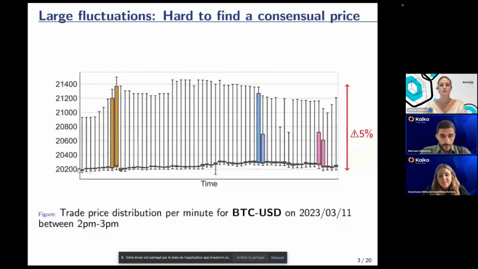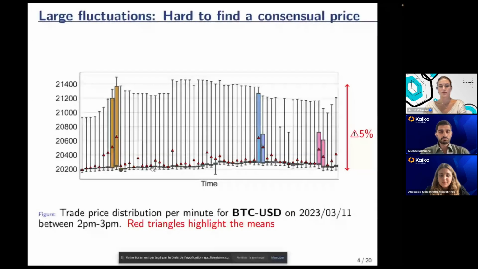Clearly, you see that the distributions are very tight most of the time, where the horizontal bar, maybe you can see here, represents the first quartile, the median, and the third quartile. And the whiskers represent the min and the max of the price at each minute. So clearly here you see how hard it is to find a consensual price. One idea could be, for example, to compute the mean at each minute, which are represented here by the red triangles. But clearly you see how far the means are from the center of the distributions.